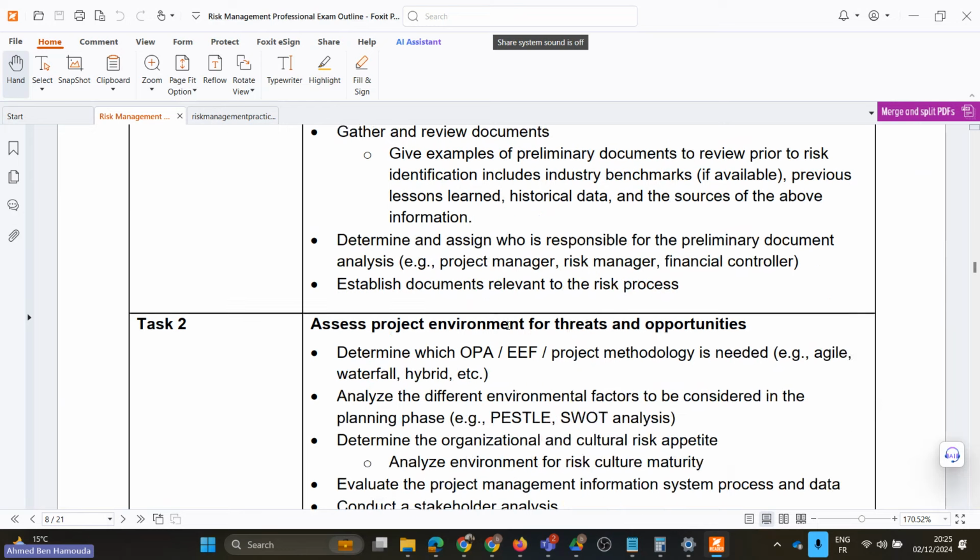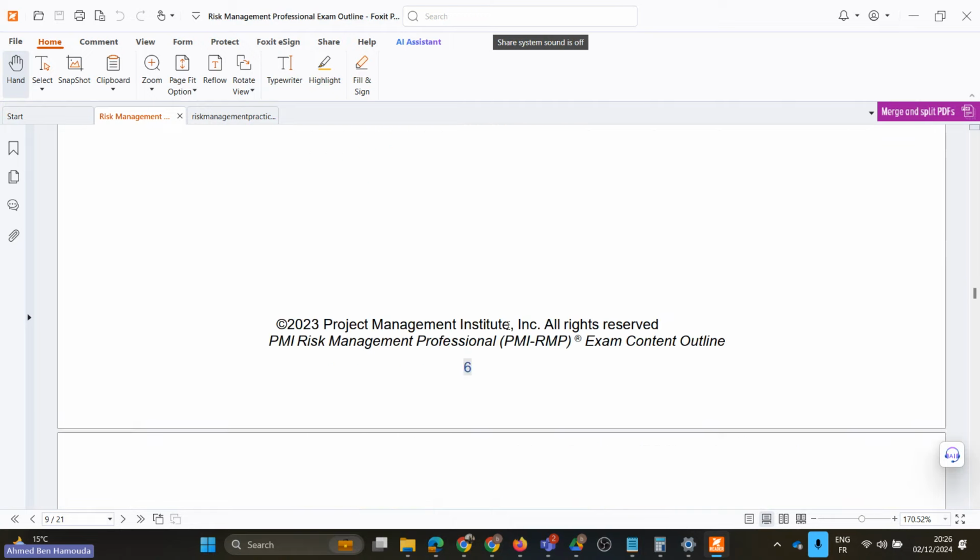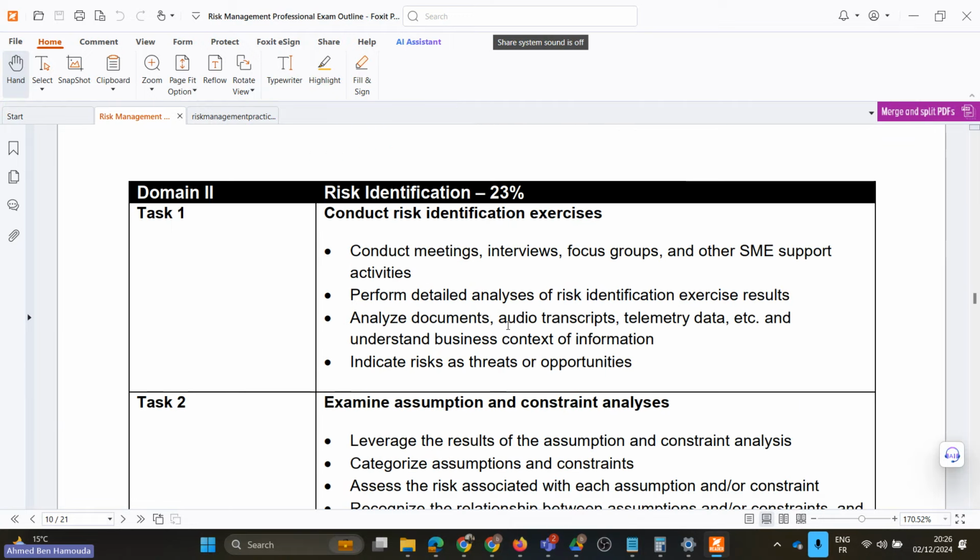That's actually domain number 1. And domain number 2 is about identifying the risks.